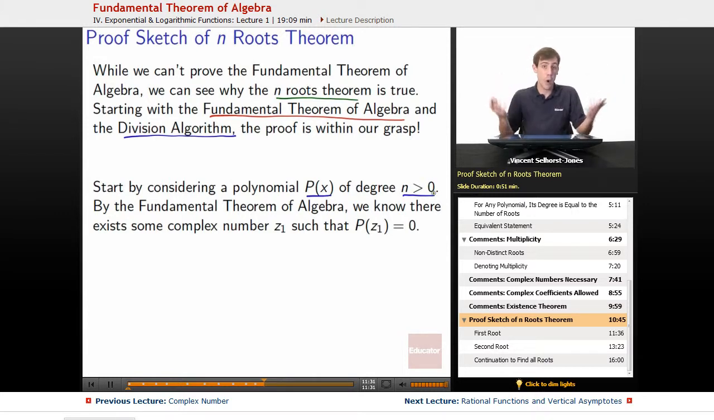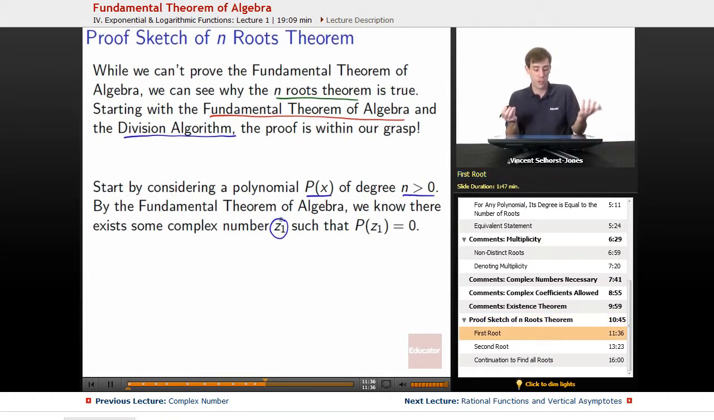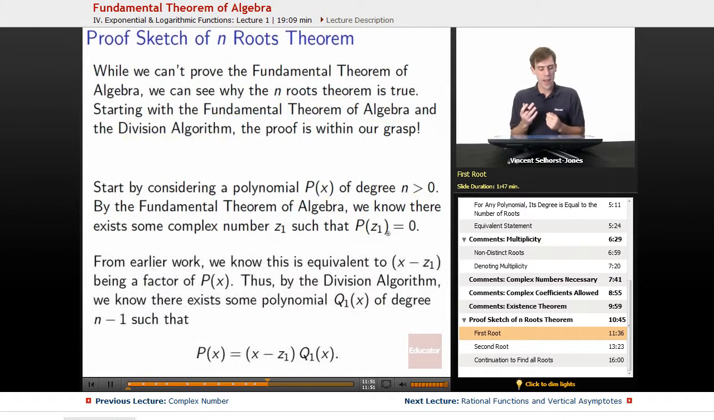So let's give that one root that we're absolutely guaranteed a name, and we'll call it z1 because it's our first root. And we know that p of z1 equals 0, right? It's a root because if we plug z1 in, we get 0 out of the polynomial. Now, from earlier work, we know that if there's some root that causes our polynomial to go to 0, that's the same thing as saying that there is a factor x minus z1 somewhere inside of our polynomial.